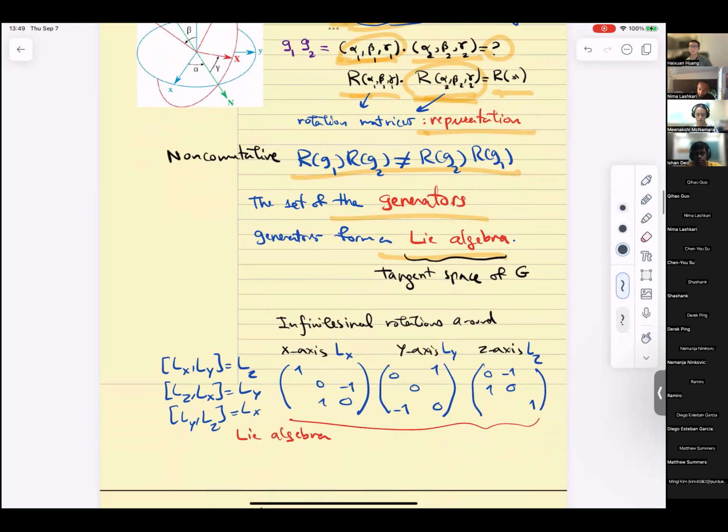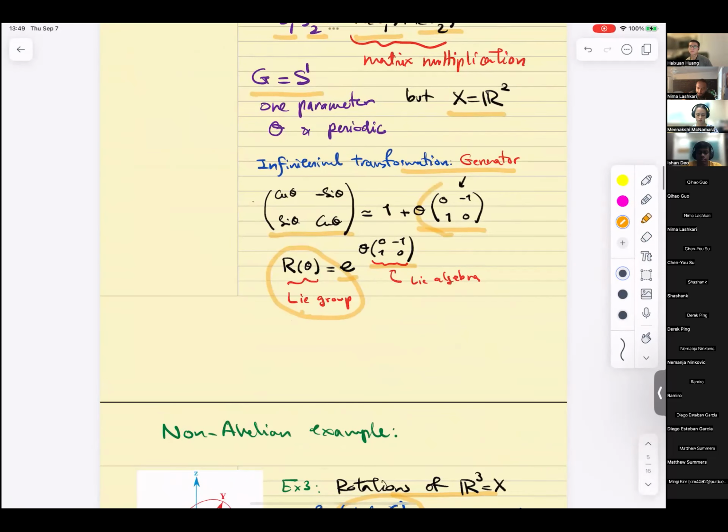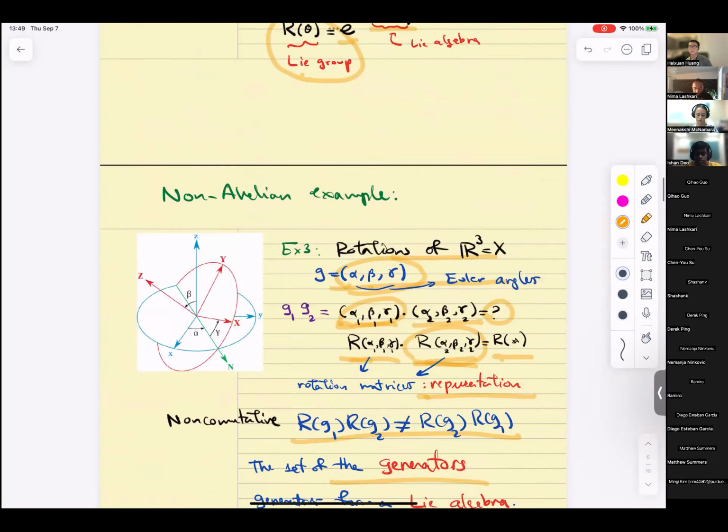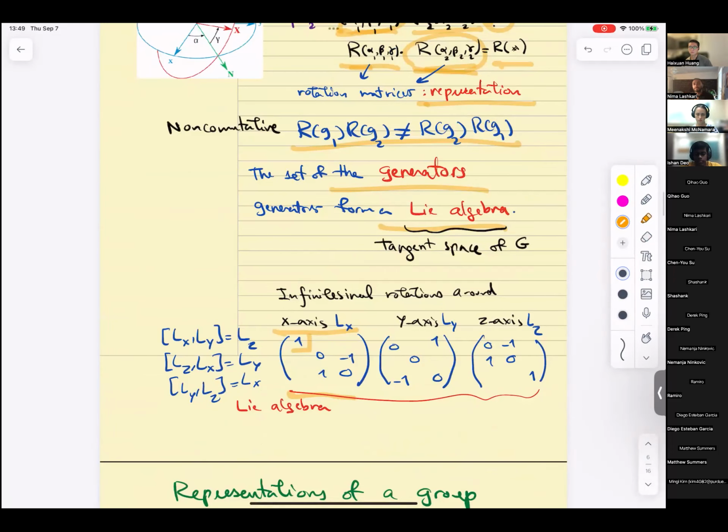But more generally, you can think about infinitesimal rotations around the x-axis, which is given by this matrix. This we already had, but it's in one higher dimension, and x is kept fixed. By just swapping x, y, z, these are infinitesimal rotations around y, and this is infinitesimal rotation around z.